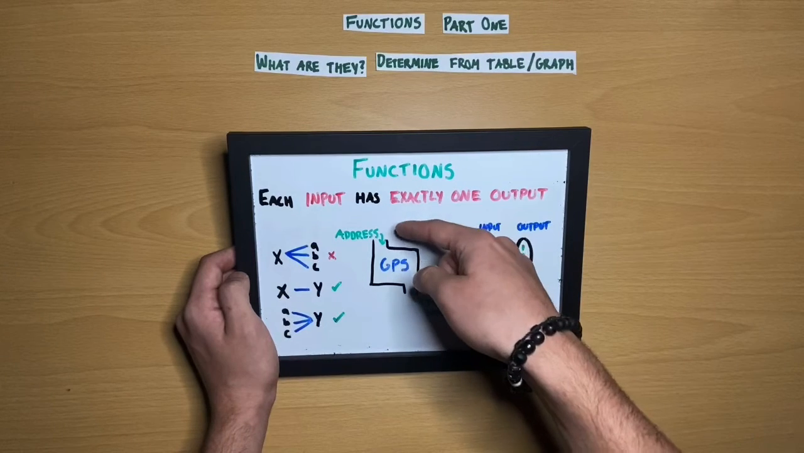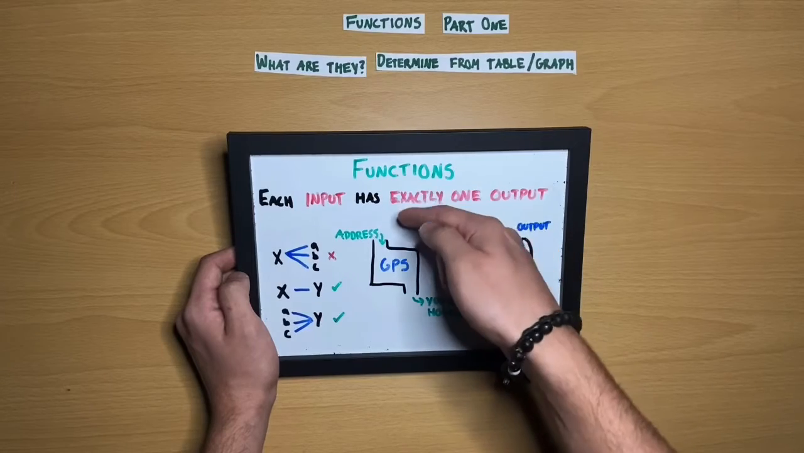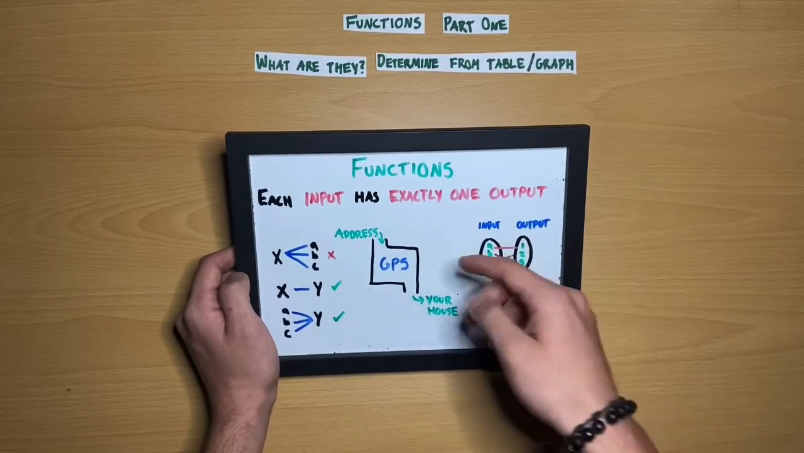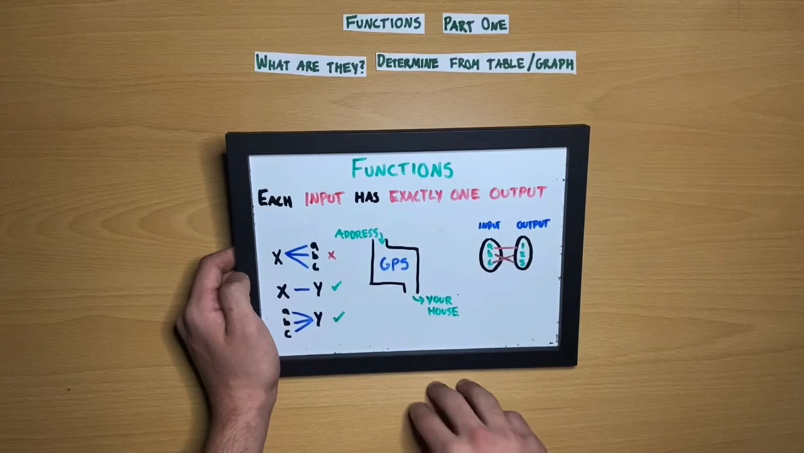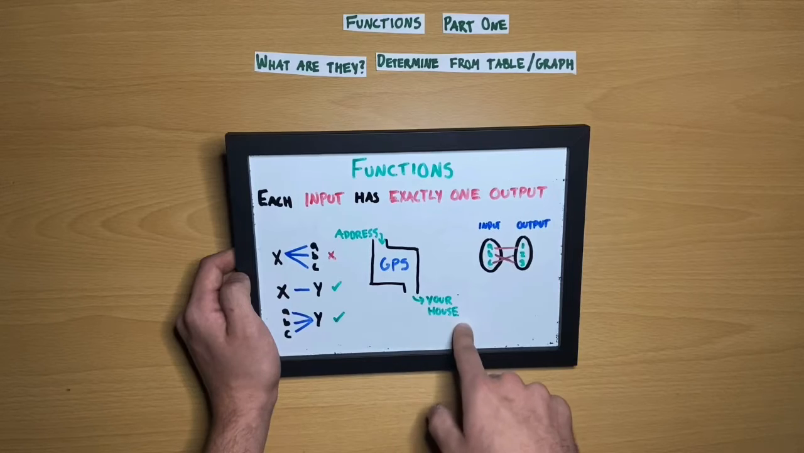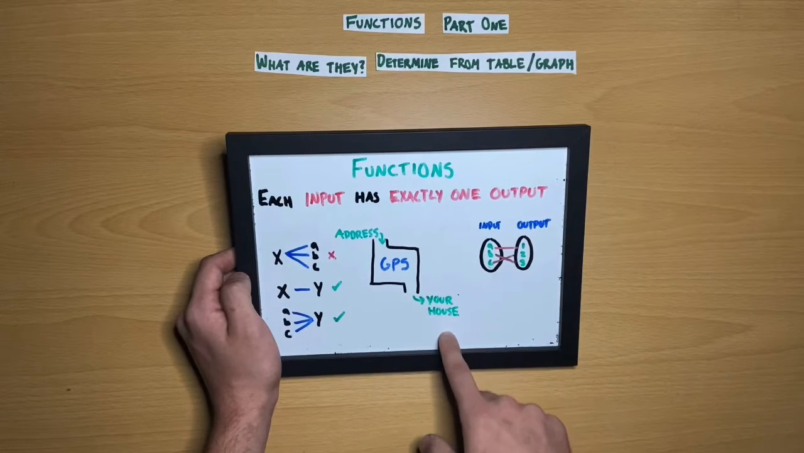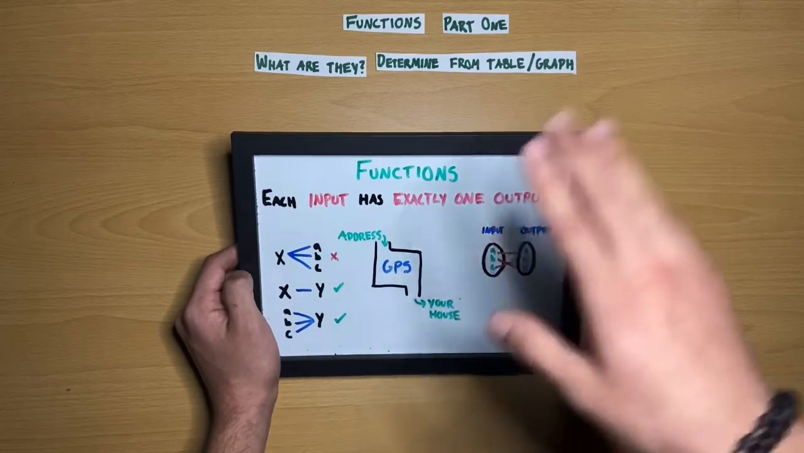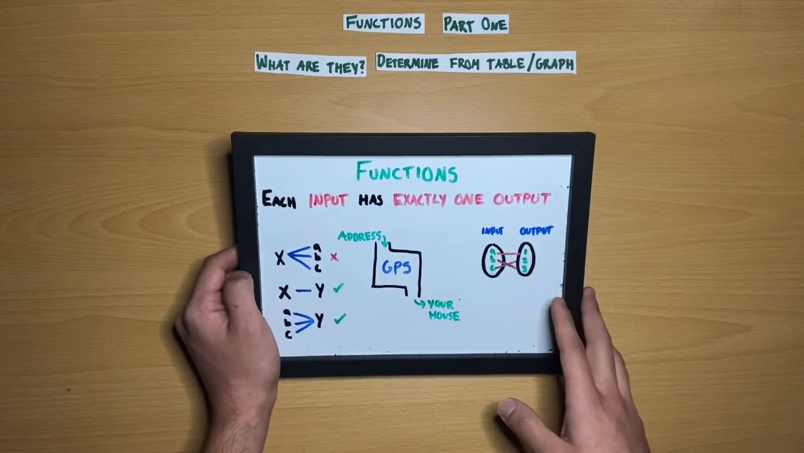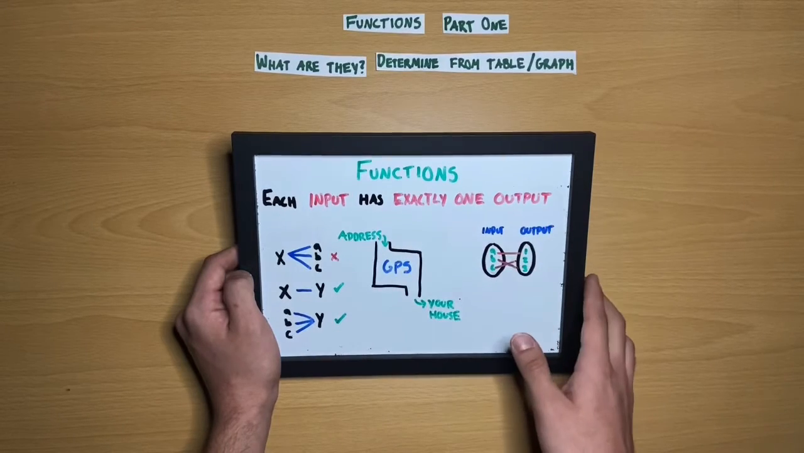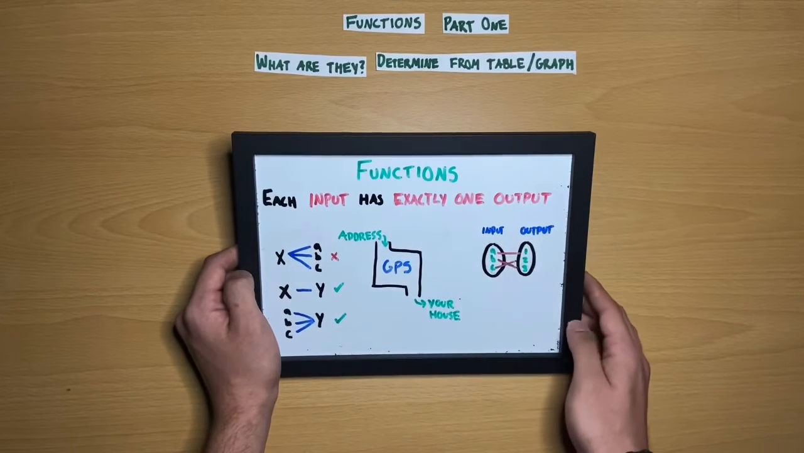However, let's say one day you look up your address, let's say your house, to keep this example the same. You type in your address, but one day it sends you to your house, the next day it sends you to McDonald's, and the next day it sends you to some house in a different country. That would be a terrible GPS. I wouldn't want to use that. So that would not be a function.